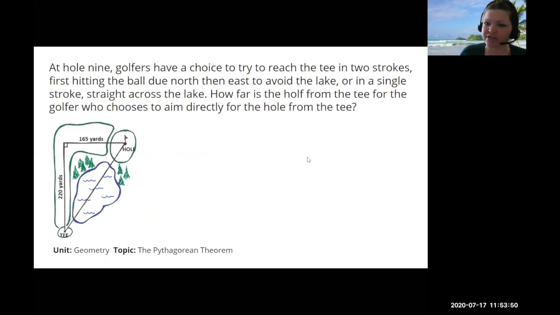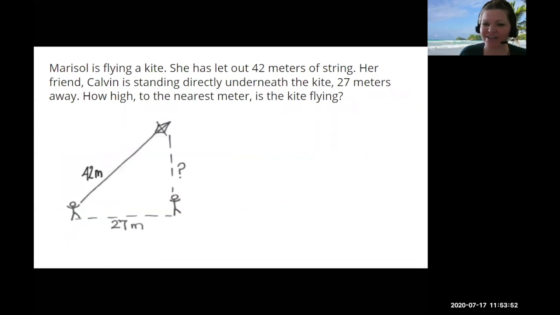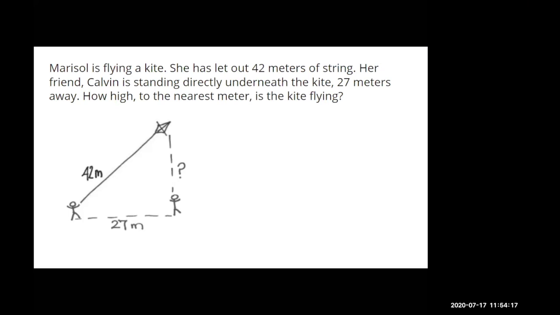And I got good news. I kind of got one more. Let's take a look. Marisol is flying a kite. She has let out 42 meters of string. Her friend Calvin is standing directly underneath the kite, 27 meters away from her. How high to the nearest meter is the kite flying? Okay, what am I asking you to do or to find? I want to know how high is the kite flying? To the nearest meter.